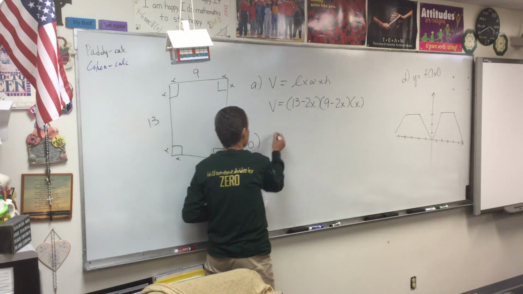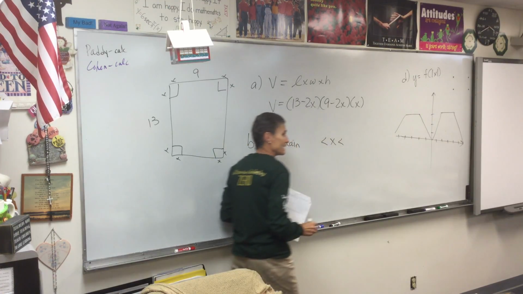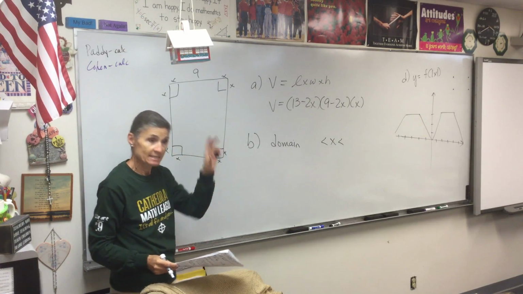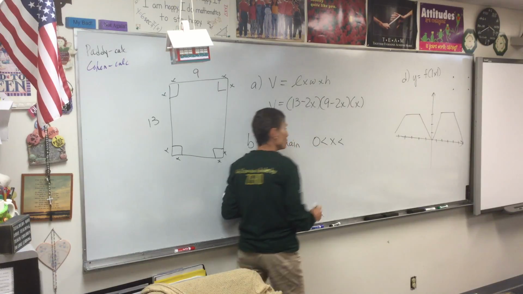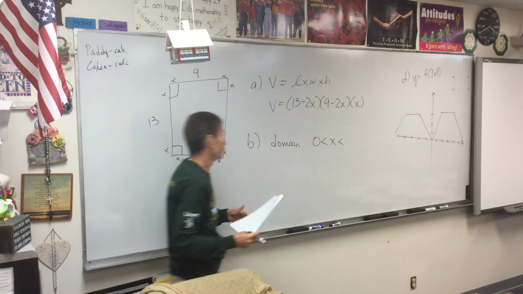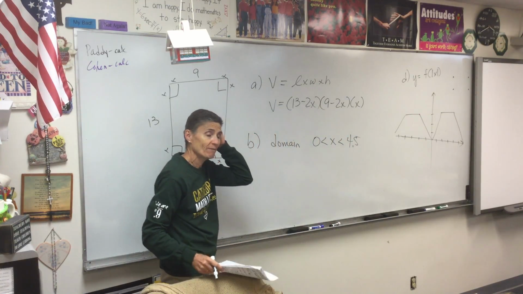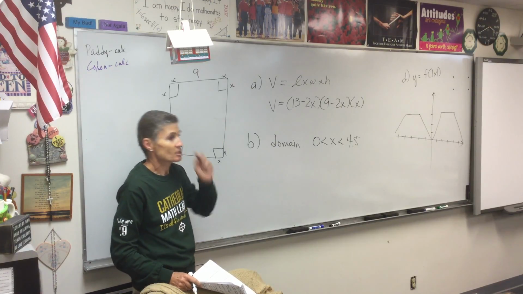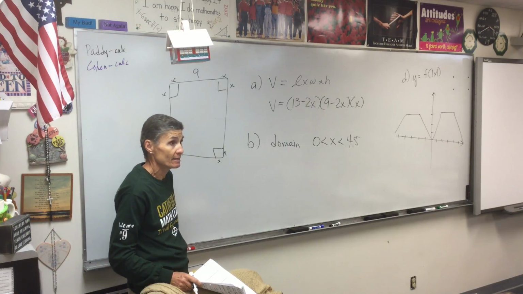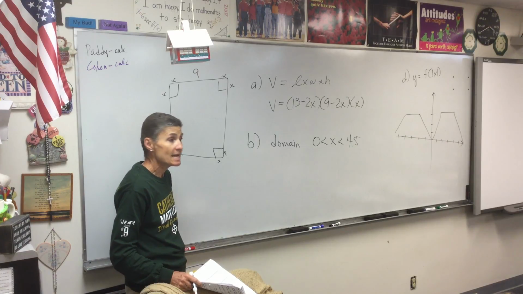Now, what's your domain? Now, this is where you tell me what x is between. What two numbers is x between? 0, always 0. You can't be negative, so x has to be bigger than 0. And what's the other one? 4.5. How did we get the 4.5? Half the smallest dimension. The smallest dimension is 9. Half of 9 is 4.5. That never changes.